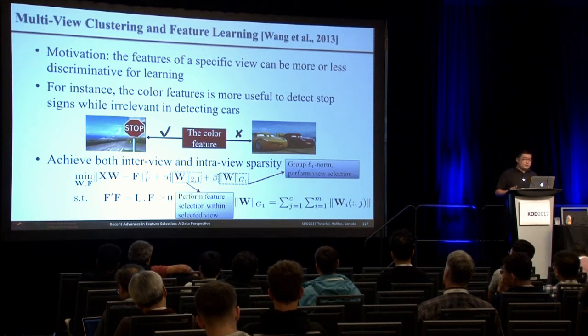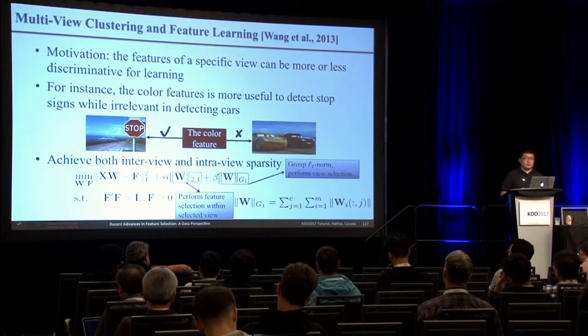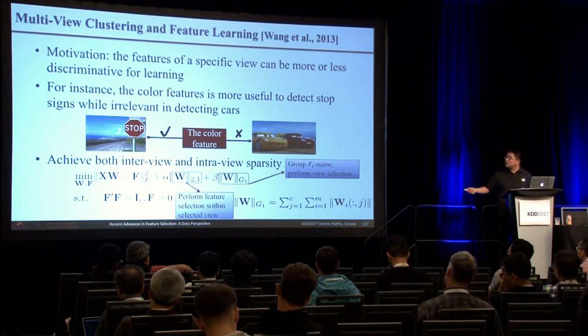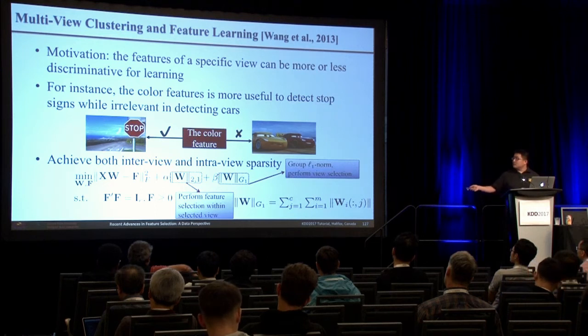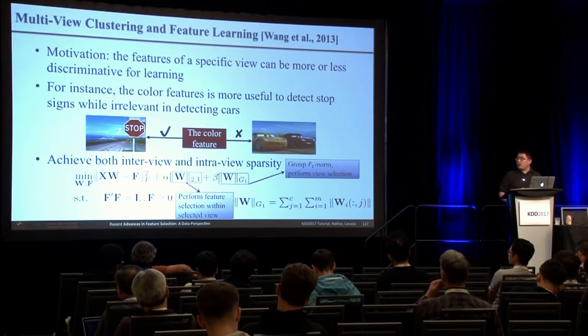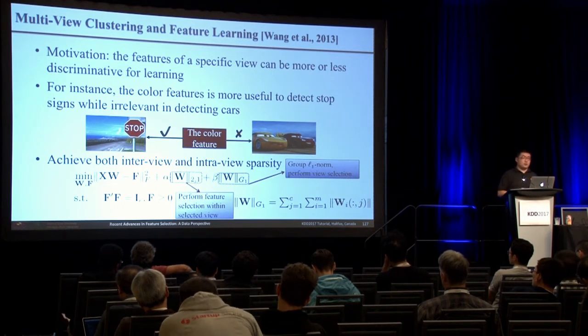Considering this, when we do feature selection, we also try to find some discriminative views for the learning. So here they try to impose the inter-view and intra-view feature sparsity. Basically, the last term is a group L1 norm regularization. It can perform the view selection by finding a small number of views. And the second term is performing the feature selection within that particular view.